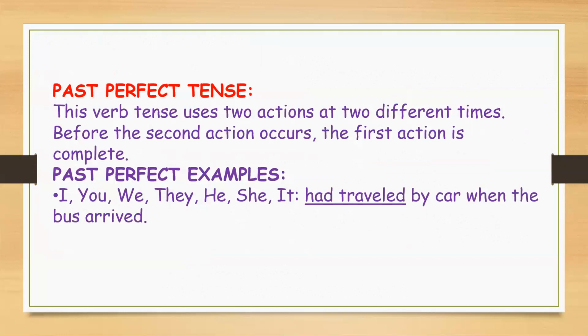Then moving ahead with past perfect tense. What is past perfect tense? It uses two actions at two different times. Before the second action occurs, the first action is complete. For example, she had traveled by car when the bus arrived. So it is in the past, and another action is interrupting. Before the second action occurs, the first action is complete. She had traveled by car when the bus arrived. So she was traveling by car, and then only the bus arrived.